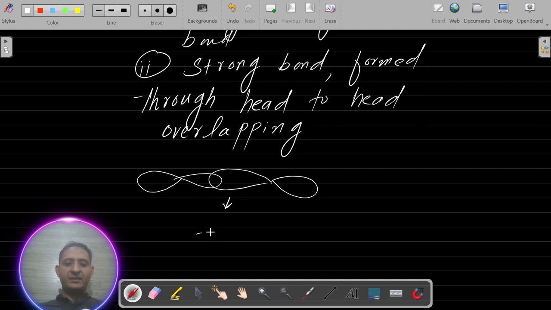So you will get the result, like it will bubble up. Okay, and we will get something like this. So when the head-to-head approach is there, it is a sigma bond.